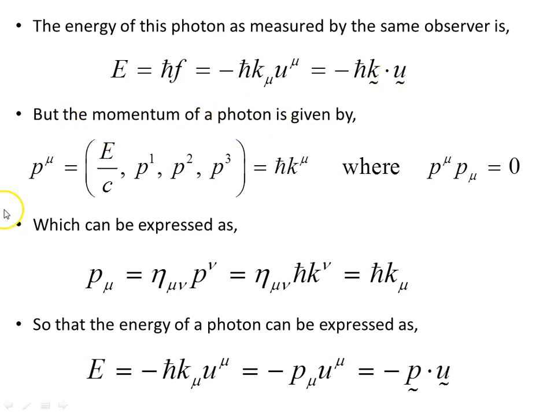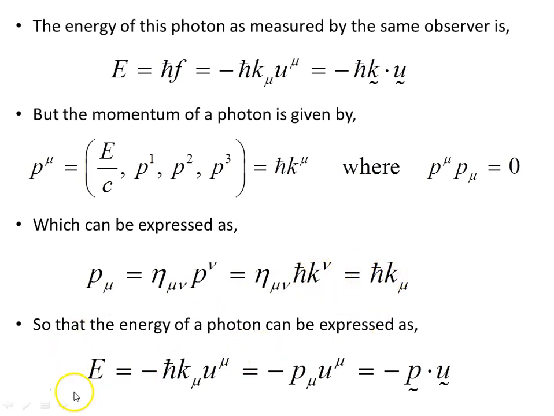But the momentum of a photon has components E over c, P1, P2, P3, so it's the momentum four-vector, and that can be written as h bar times k mu as before. Also, for a photon, the four momentum obeys this relation here. The scalar product with itself is 0. Now, we can lower the index, so in this case we'll use a flat space metric here just to show that. And this relation is going to apply both in flat and curved spaces. And so we have this object here, which gives us this.